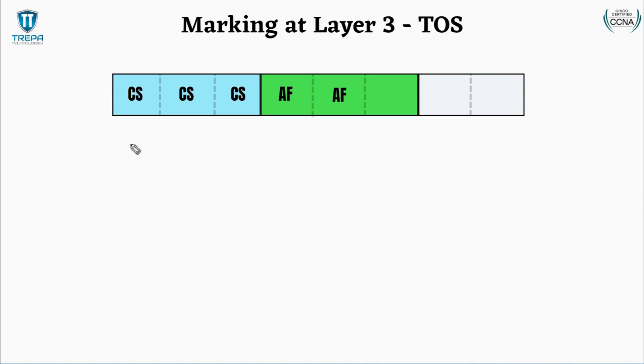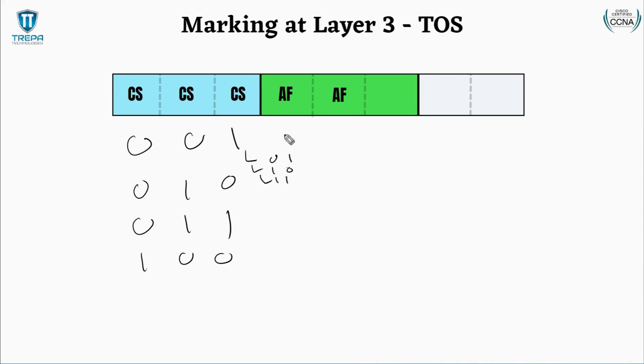They're always going to start with either 0, class selector 0, or 1 through 4, right? So it's always going to be starting out like this. And then these two bits will be changed. So 0, 1, 1, 0, 1, 1. And these are going to be AF11, AF12, and AF13. Right? And then these bits, if it's all zeros after, is CS1.